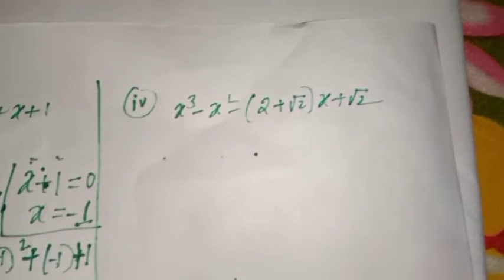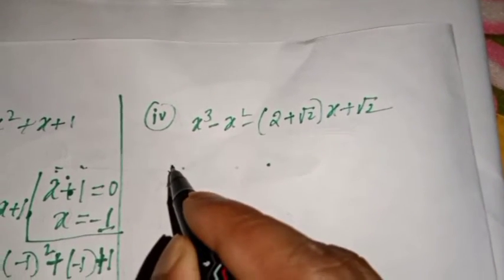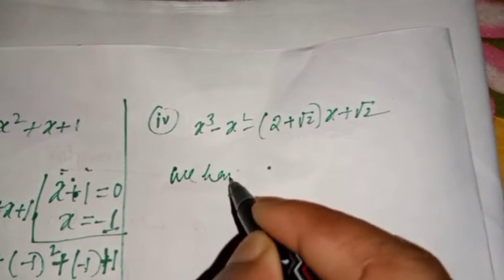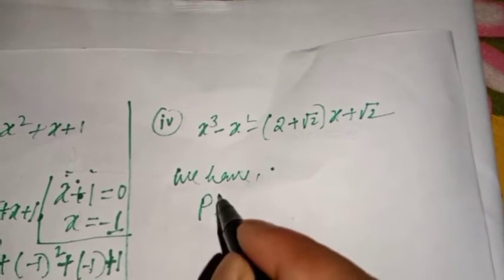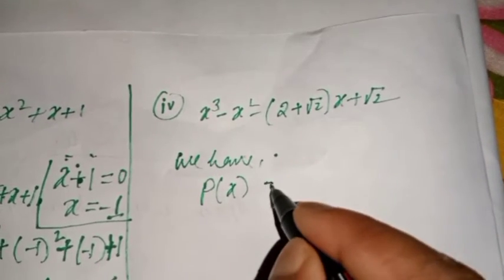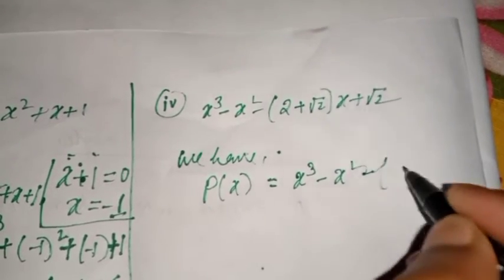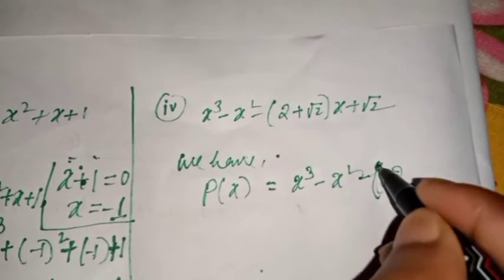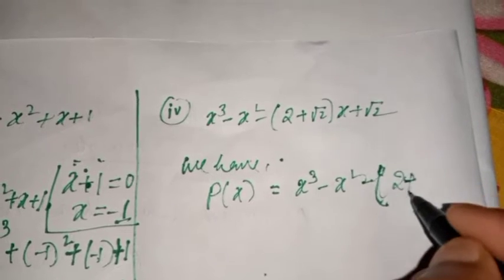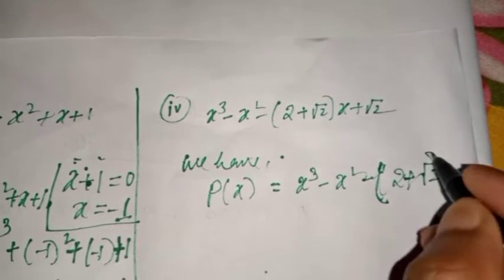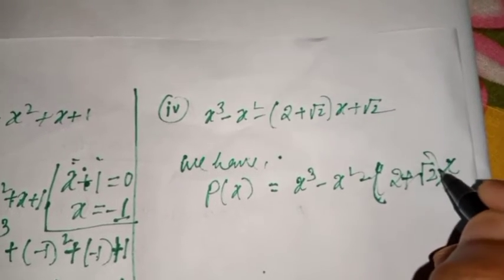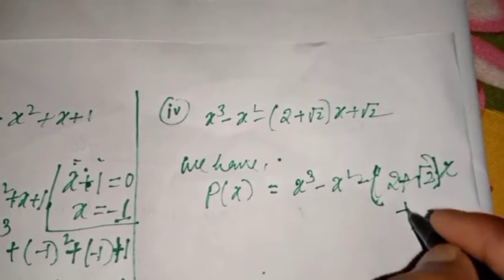So in number 1, what did we get? x plus 1 is a factor of P(x). Now, for number 4, we have P(x) is equal to what? x cube minus x square minus, in brackets, 2 plus root 2, x plus root 2.